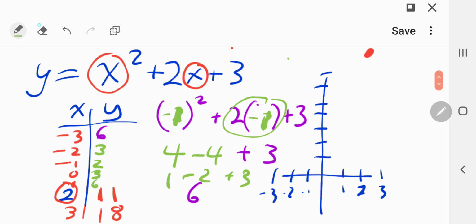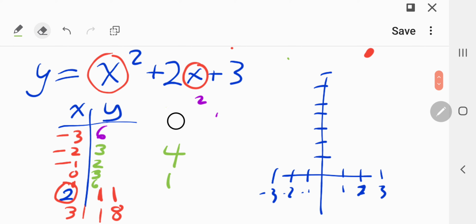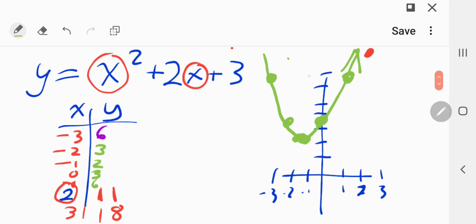And so now we can plot this. My boys told me it's breakfast time, so I got to wrap this up. Negative 3, 1, 2, 3, 4, 5, 6, there's a dot. Negative 2, 1, 2, 3, there's a dot. Negative 1, 2, there's a dot. 0, 3. Okay, this dot's in the wrong spot. 0, 3, and 1, 6, and there's our parabola.